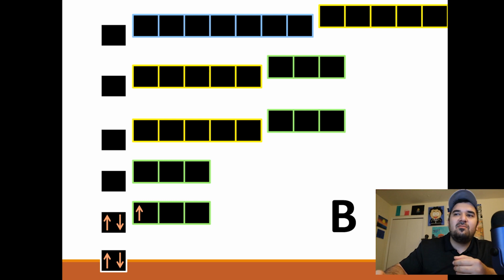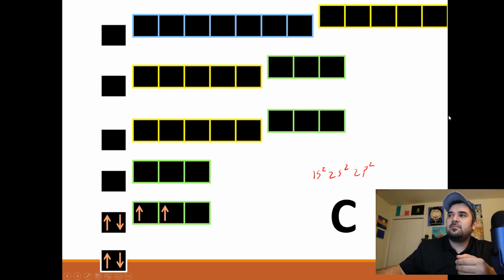All right, so next we have boron, and then here you can see that we just filled our first p block. So this is going to be 1s2, 2s2, and then 2p1. And then carbon is going to be 1s2, 2s2, and then 2p2. So all you got to do is count up the electrons. Here we have 6 electrons. 6 electrons means 6 protons. 6 protons means carbon.